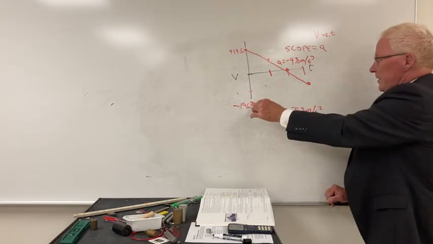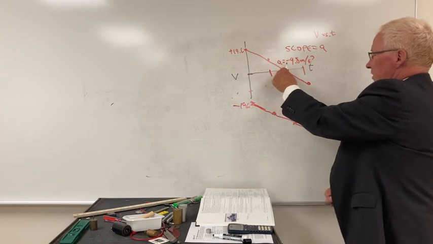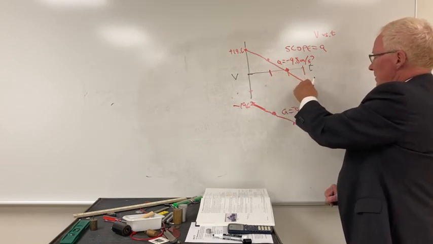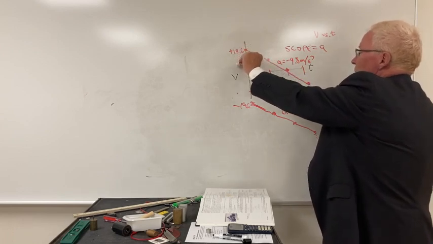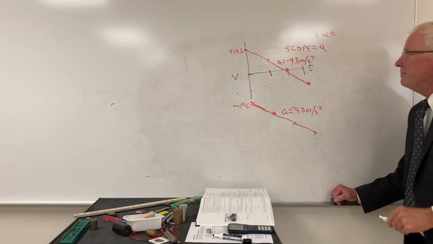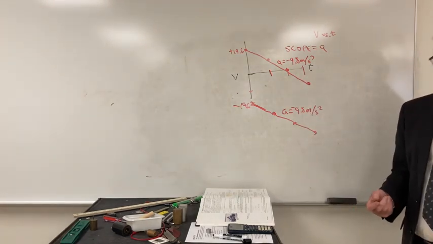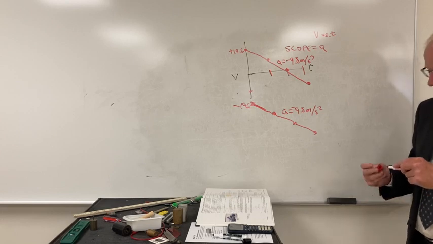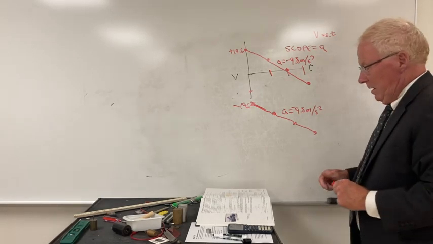So this one gets faster and faster all the way down. This one, after 2 seconds, stops and then starts going down, getting more and more negative. So velocity gets smaller and smaller and then becomes negative. So both of them have the same acceleration. It's just that the first one stops and then starts going down. But the acceleration is constant at minus 9.8. All right.